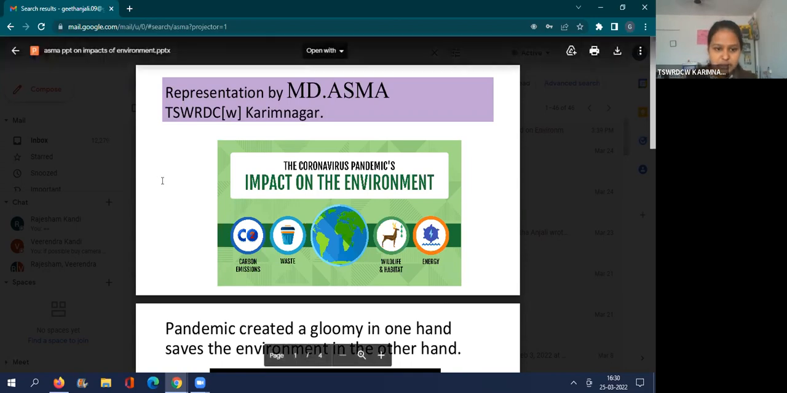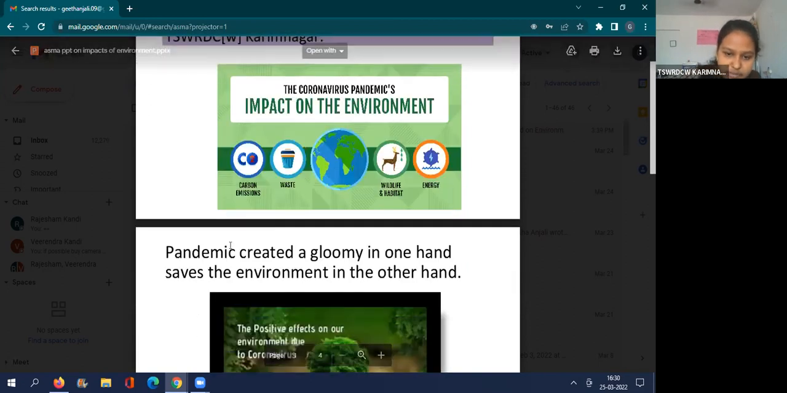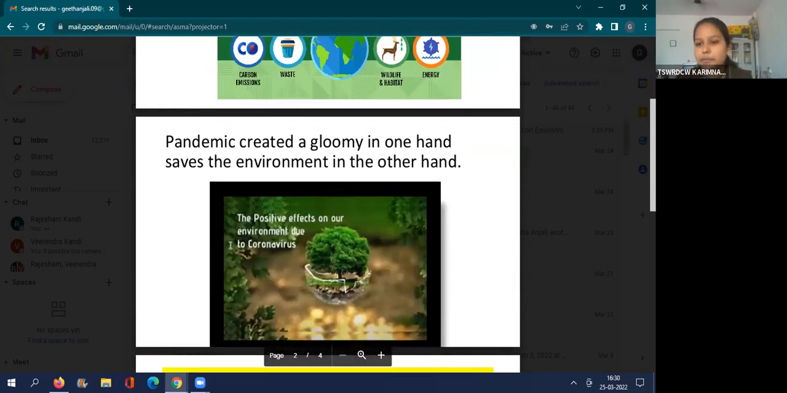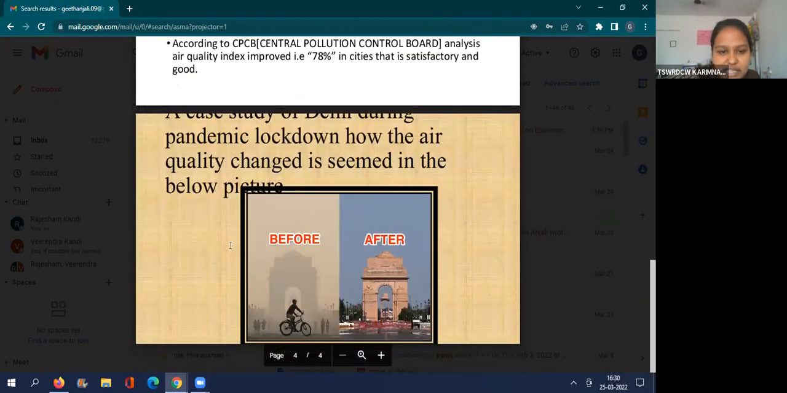Due to the pandemic, air pollution decreased due to lockdown. I started with a case study in Delhi. Before the pandemic, Delhi was a highly polluted area. But after the pandemic, the air pollution decreased and the purity of the air increased to a certain point. 40% of the air quality improved.